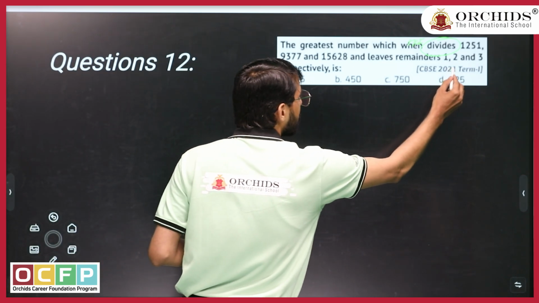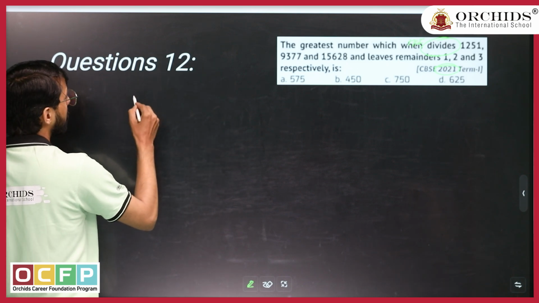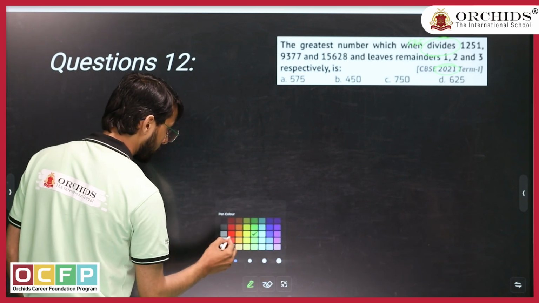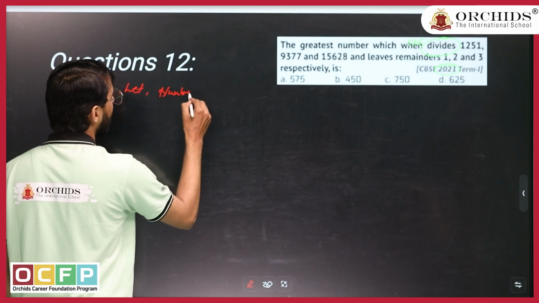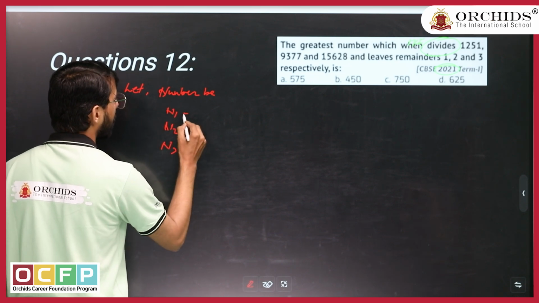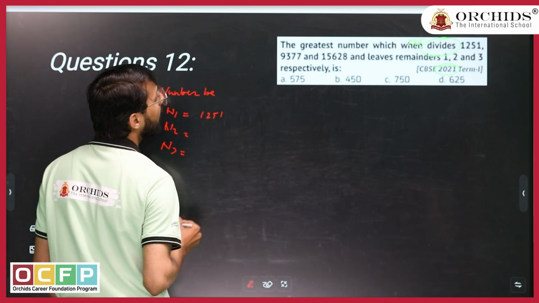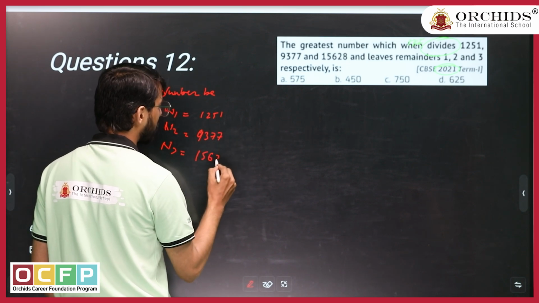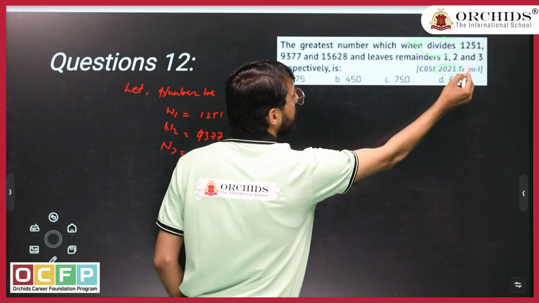They have asked this question in the CBSE 2021 term examinations. Now, let the numbers be N1, N2 and N3. So let's write it properly. N1 they have given as 1251, N2 as 9377 and N3 as 15628. But they are also telling that it leaves remainders of 1, 2 and 3.